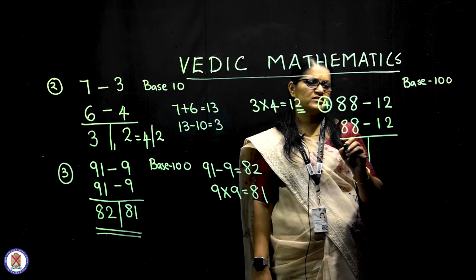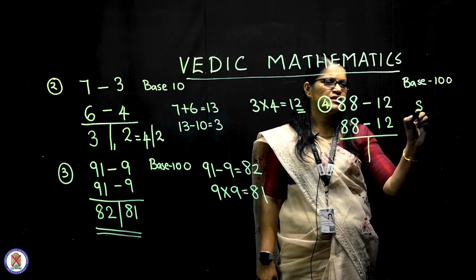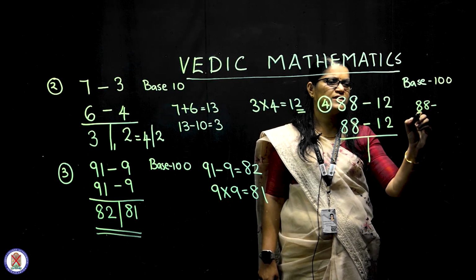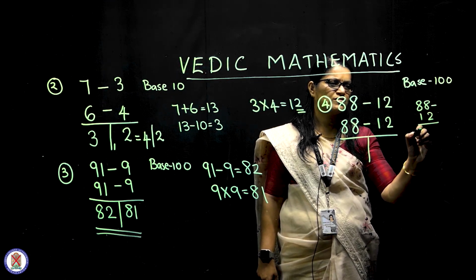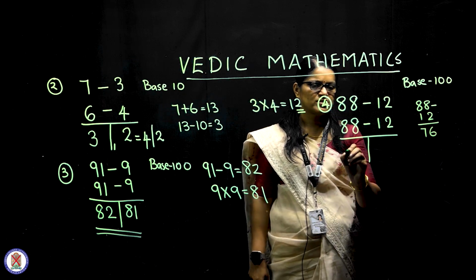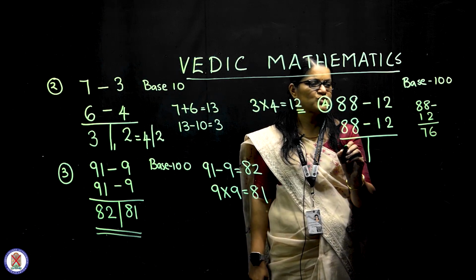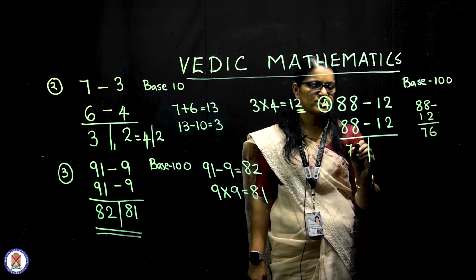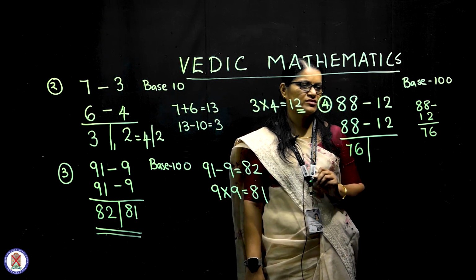Now to get the left hand side portion, we can write 88 minus 12, 76. Cross subtraction method is used here. You can use any method. So 76 can be written here.